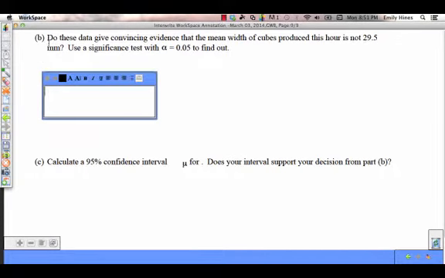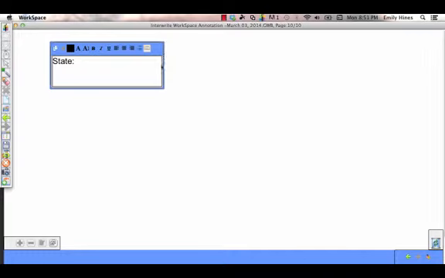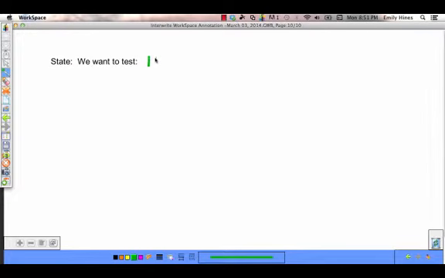So we need to do our state. And let's do this on another sheet so that we don't run out of room. We need to do our state. The null is going to be that mu is equal to 29.5, because then that would be a statement of no difference. The mean that we got is equal to the true mean. Otherwise, it's not equal to 29.5.